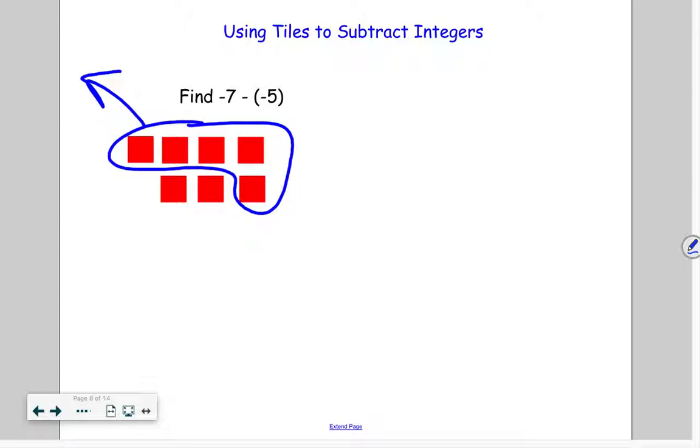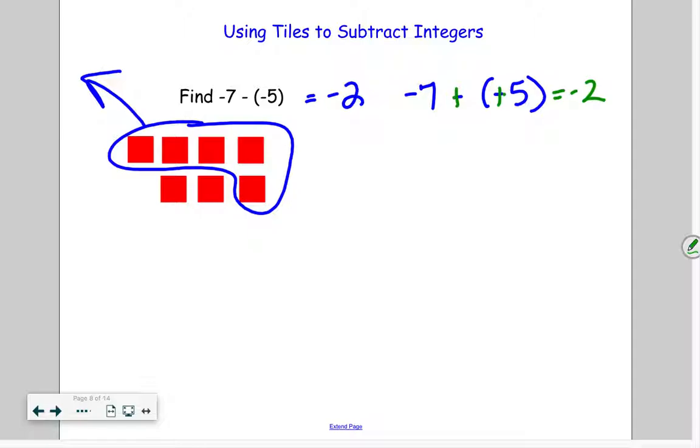Take away 5 negatives. How many negatives are you going to have left? You're going to have 2 negatives left. Now, remember what I just told you about our saying? Two negatives, or 2 subtraction signs, can make a great big plus sign. Change subtraction to addition, change the sign of the second number. What is negative 7 plus 5? Negative 2. They're the exact same thing. Exact same answer.